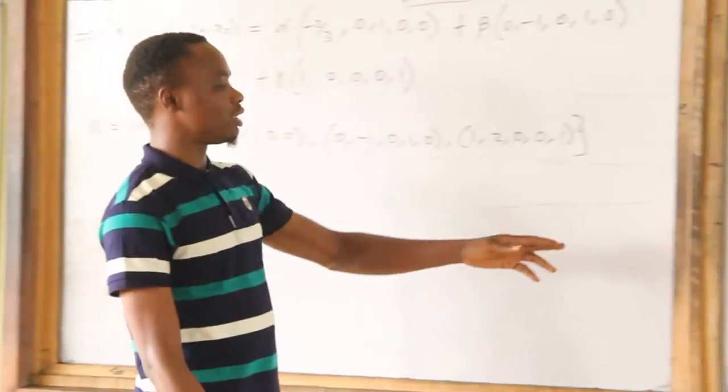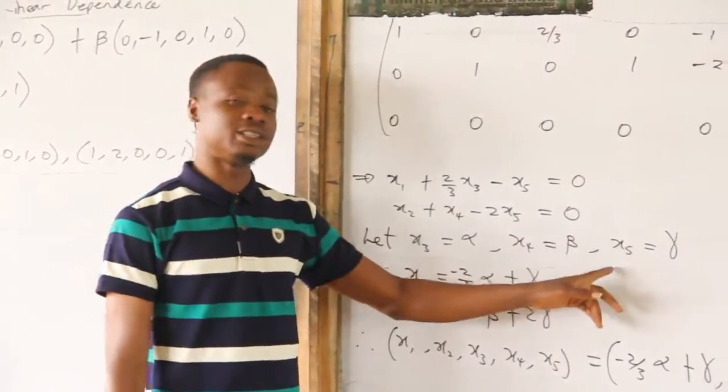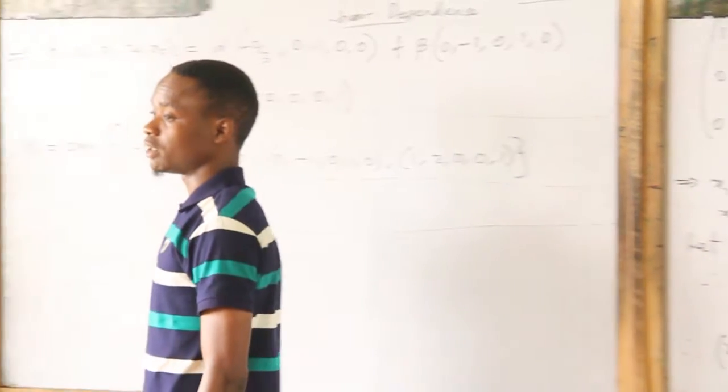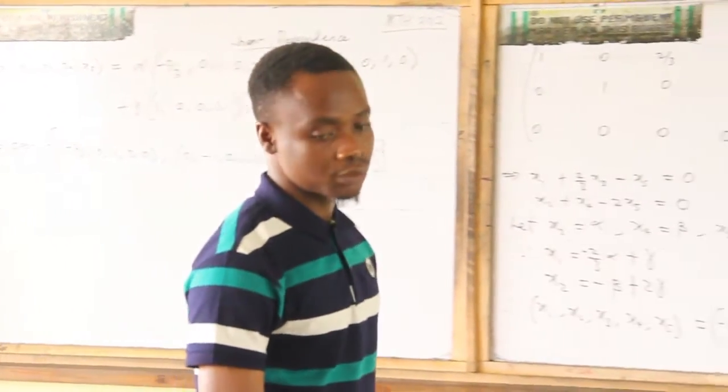What I have done now, I could as well have said x1 is equal to alpha, x is equal to beta, and x2 is equal to gamma. If you have 5 unknowns and 2 equations, there will be 3 free variables, which is what you have here. If you have 4 unknowns and 2 equations, there will be 2 free variables, and those free variables will then be used to obtain the others. If you have 3 unknowns and 2 equations, you are going to have 1 free variable. That's the way it works.